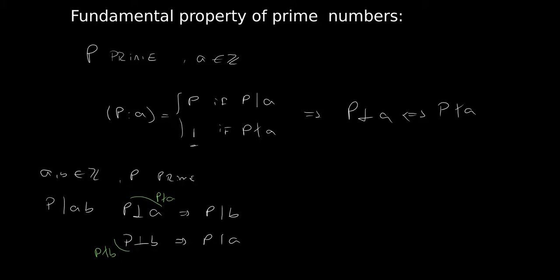So this is very important because it's another definition of prime numbers. Instead of defining p prime if it has two divisors, itself and 1, we could say p is prime if and only if, when p divides a times b, then p divides a or p divides b. It's another possible definition for prime numbers.